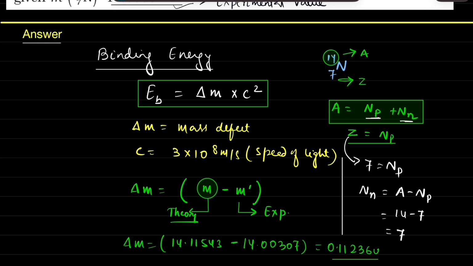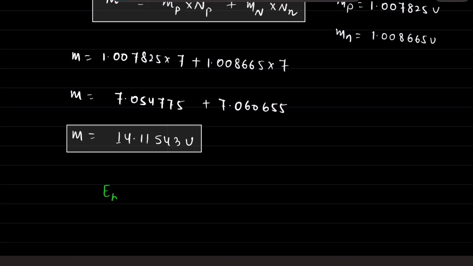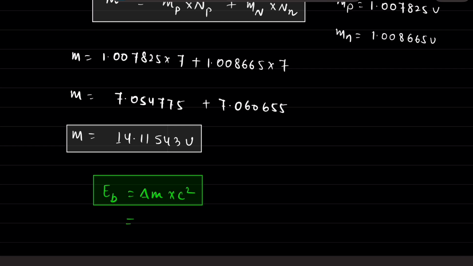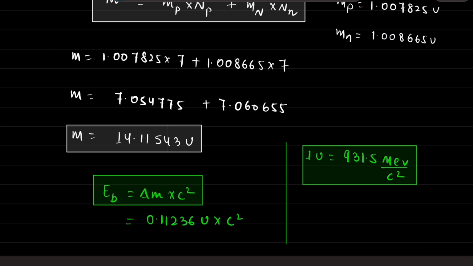Now we have to find the binding energy. We got the value of delta M and we substitute it in the formula. EB is equal to delta M into C square. Our delta M is 0.11236 U into C square. There is a conversion between U and energy. What is that conversion? 1 U is equal to 931.5 MeV by C square. Based on this conversion, we can solve this problem easily.